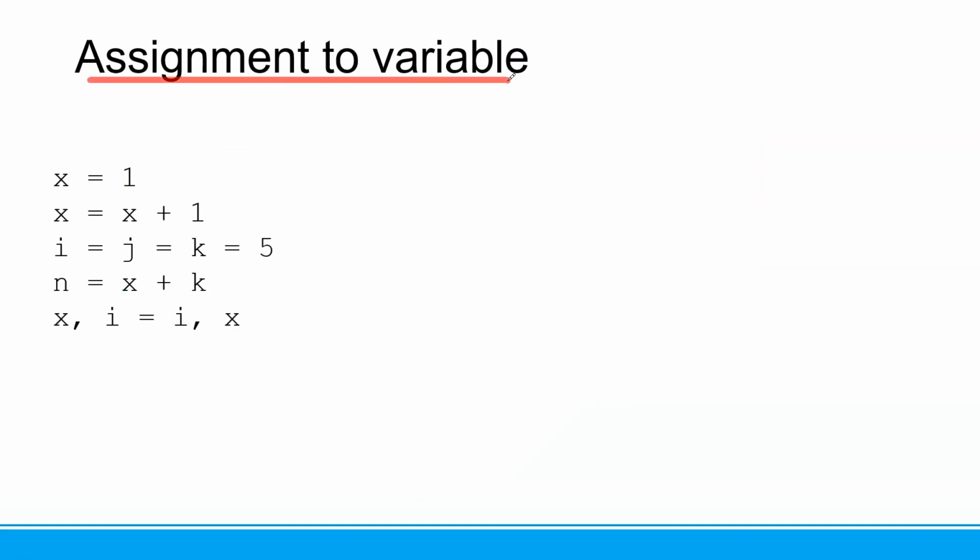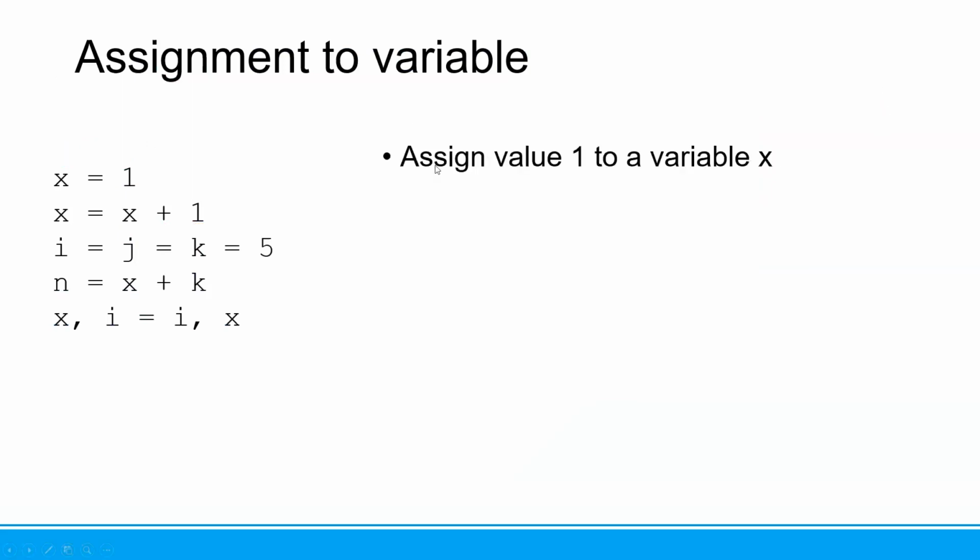What is assignment to a variable? We have x equals 1. It means that we want to assign the value 1 to variable x. We have x equals x plus 1. What does it mean? The first is we want to assign value 1 to a variable x.